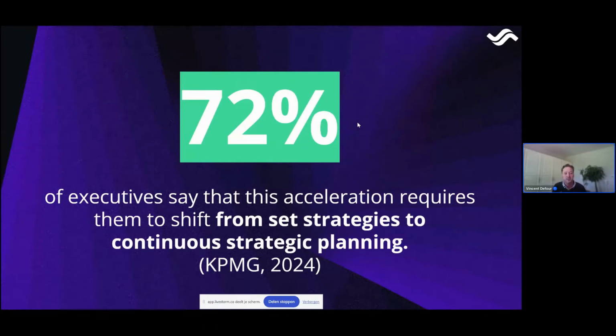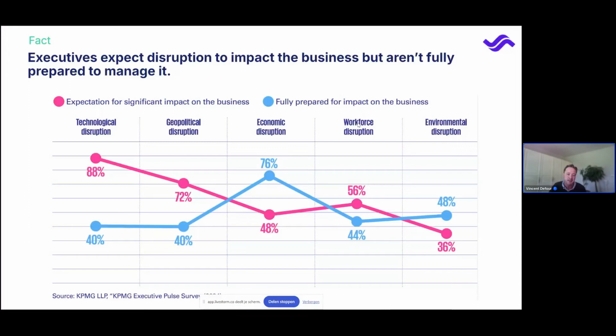72% of all C-level executives say that the acceleration requires them to go from set long-term strategies to a more agile, continuous way of strategic planning. They also mapped that onto a couple of big disruptions. And here you can see that they expect significant impact on the technology, geopolitical, economical, workforce, and environmental aspects. But for most of these disruptive fields, they feel unprepared to deal with that change.